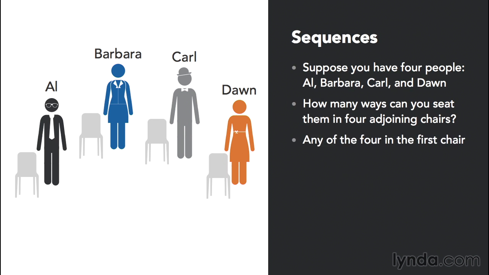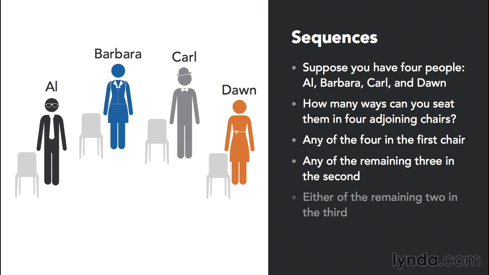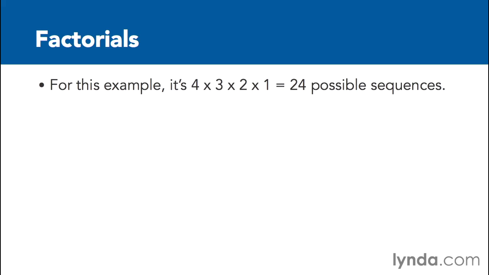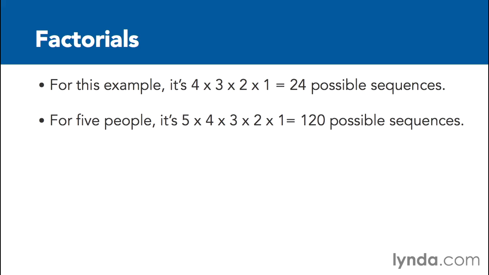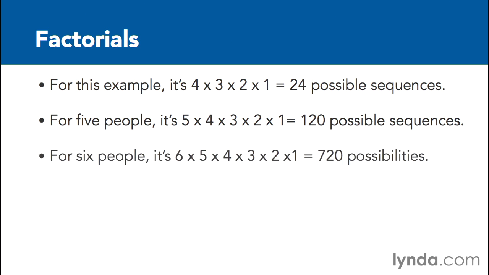Any of the 4 can sit in the first chair, any of the remaining 3 can sit in the second chair, either of the remaining 2 can sit in the third chair, and the last one sits in the fourth. For this example, that's 4 times 3 times 2 times 1 equals 24 possible sequences. For 5 people, it would be 5 times 4 times 3 times 2 times 1, 120 possible sequences. And for 6 people, it's 6 times 5 times 4 times 3 times 2 times 1, 720 possibilities.